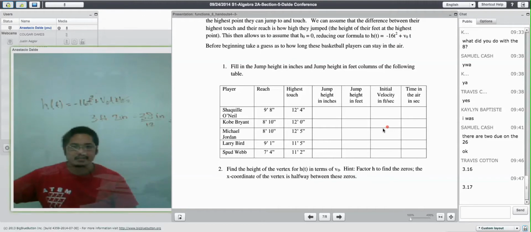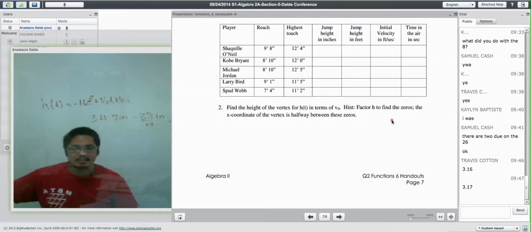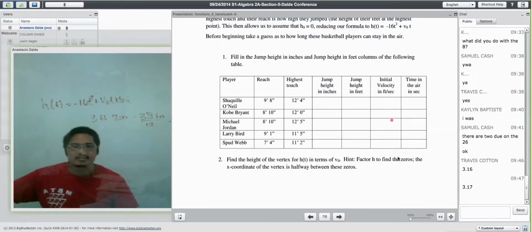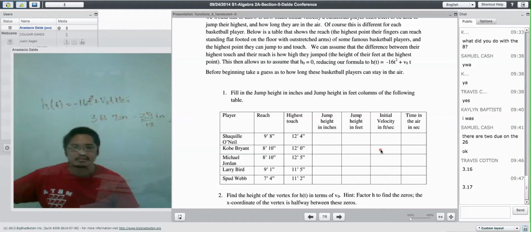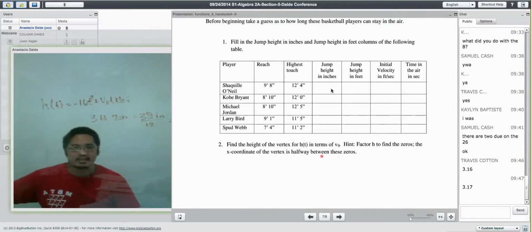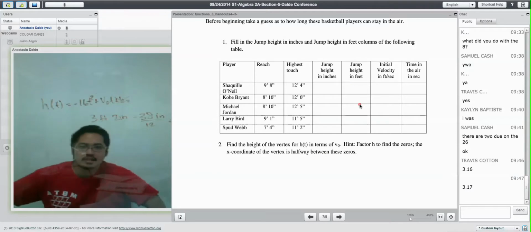You know what? I feel like they're not giving you an equation. And I can tell you what that equation is. Oh, okay. It's just asking you for that. It's asking you to find the height. So we did that. We're good. Find the equation of the vertex for h of t in terms of v naught.